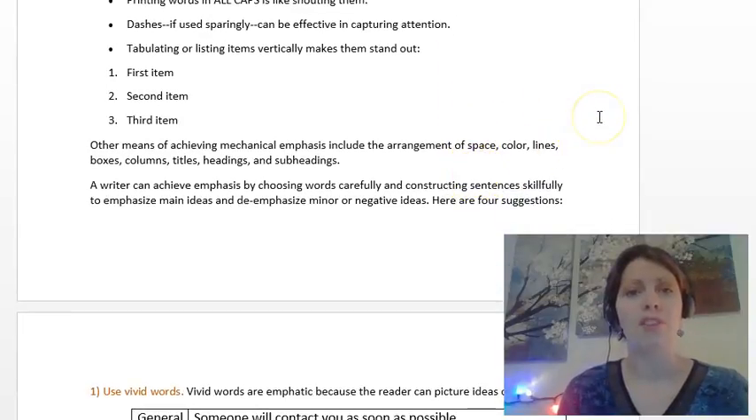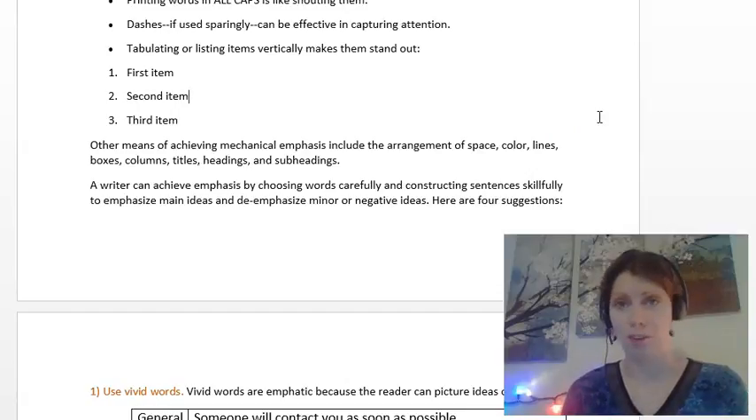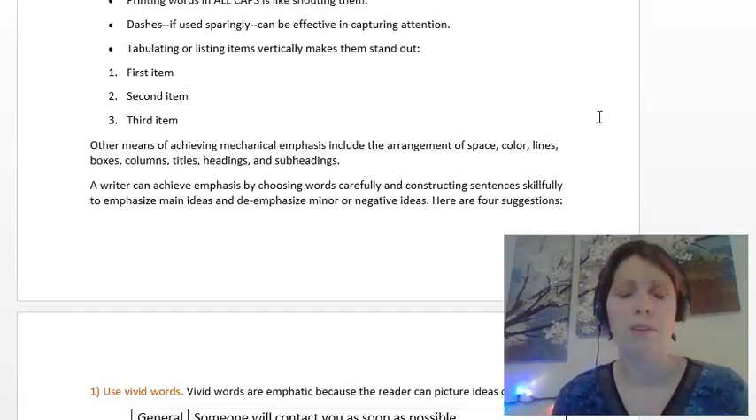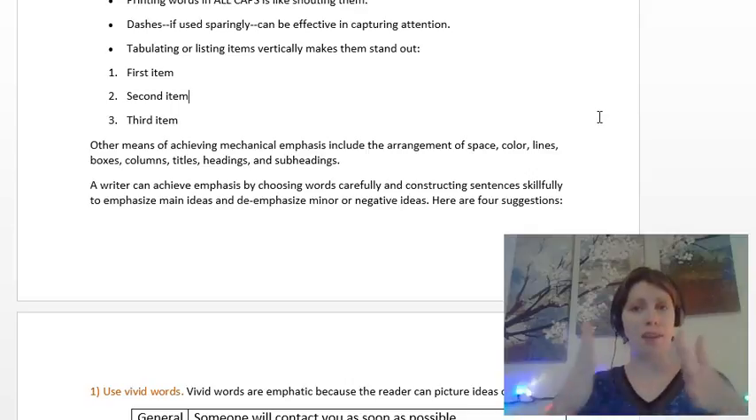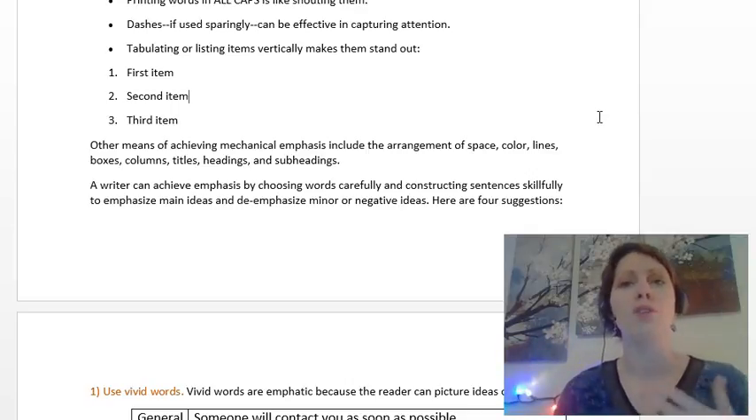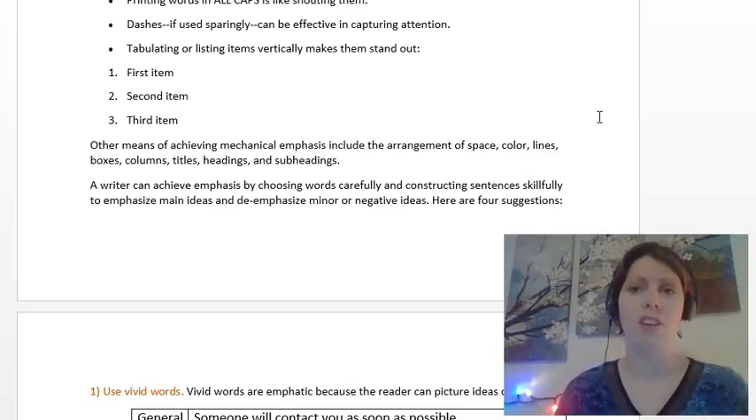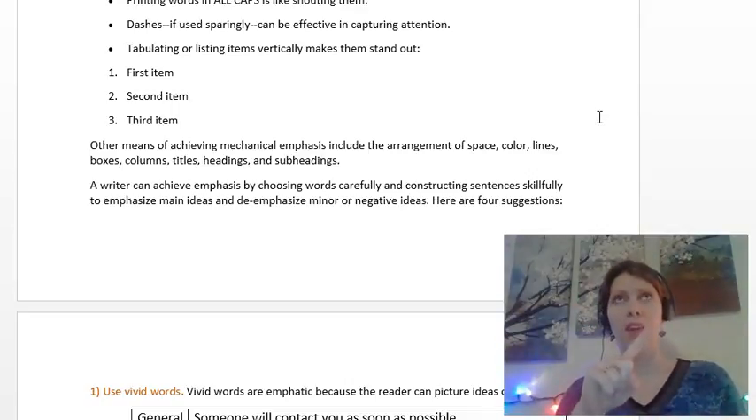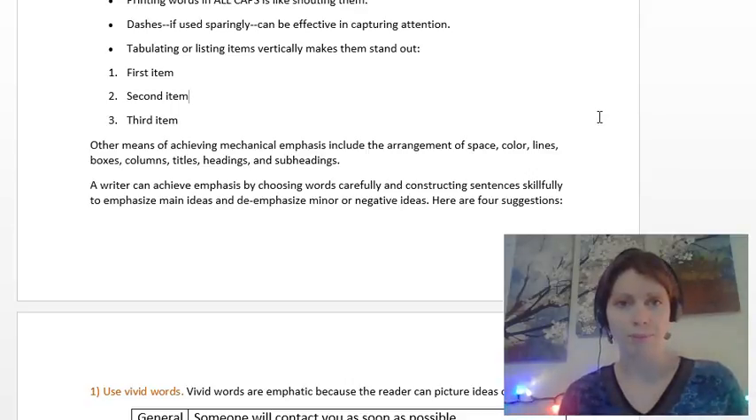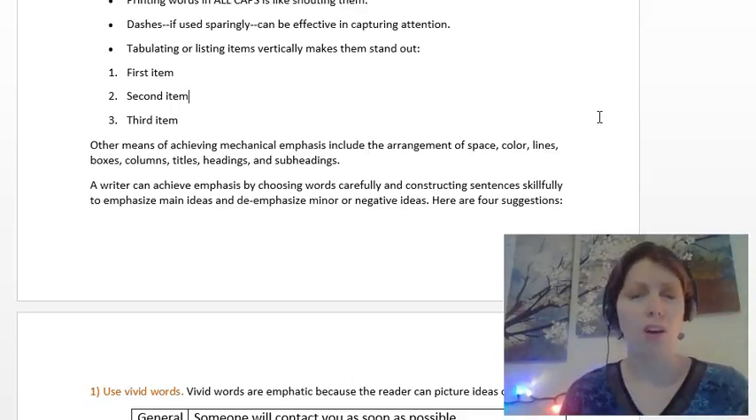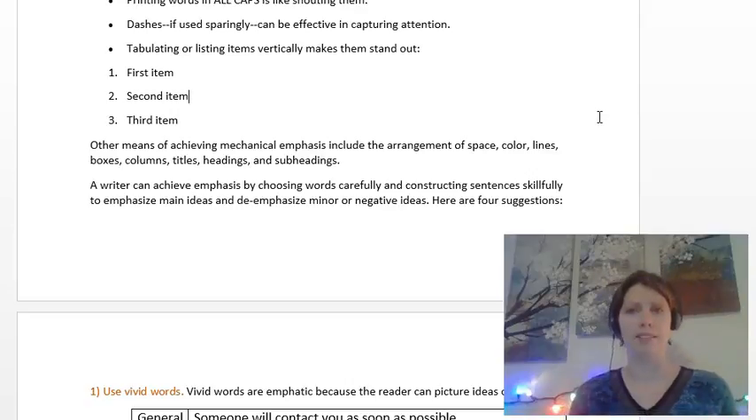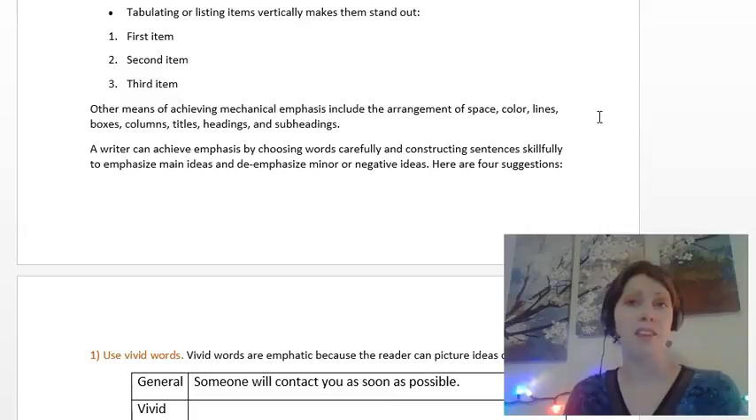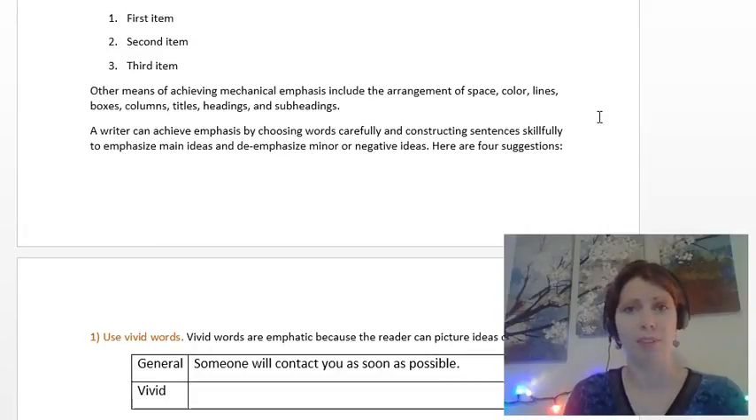Other ways to achieve mechanical emphasis through your writing would be to arrange things with different spaces in between them, using color to draw attention, using lines, which could be maybe even arrows or underlines. Sometimes you can cross words out. Boxes, columns, titles, headings, subheadings, a lot of the things that we've already talked about as well. So there are many things you can do in your writing to provide emphasis and direct your reader's attention to certain areas.